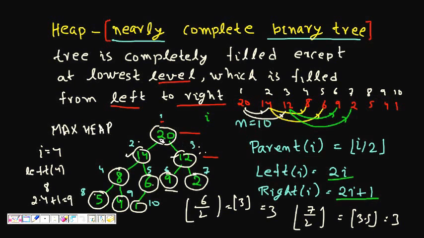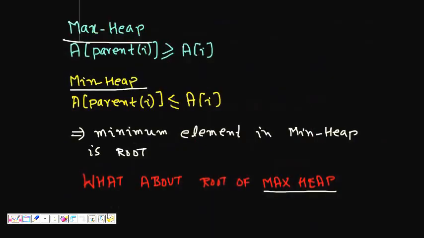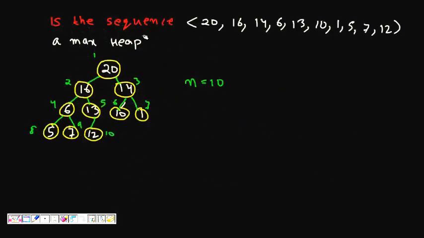And what else? Because the parent is greater than both its children, the root will have the maximum value in a max heap. Okay, so now let's see one problem.